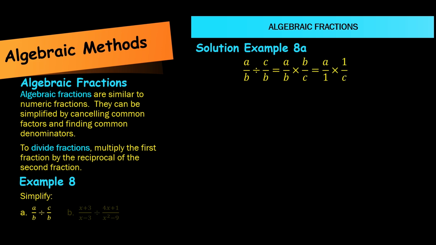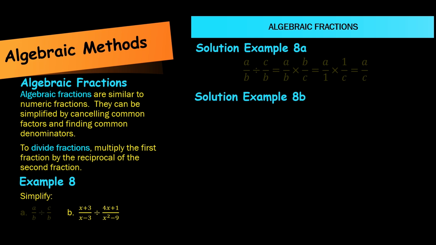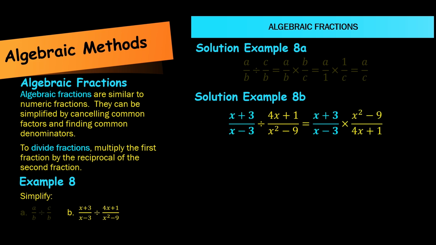Next we cancel, as shown, the b's, and we leave a and c as they are. Then multiplying across gives us a times 1 is a over 1 times c is c. And now for part B. We have one algebraic fraction divided by another. So we leave the first algebraic fraction as it is, and then turn the second one upside down and multiply.